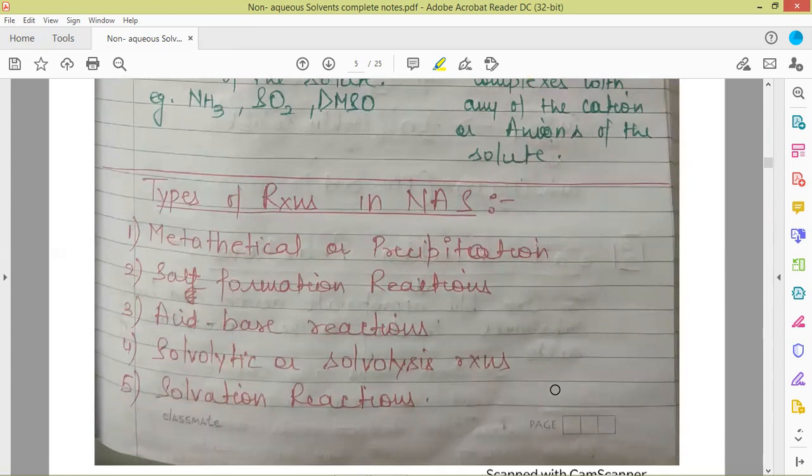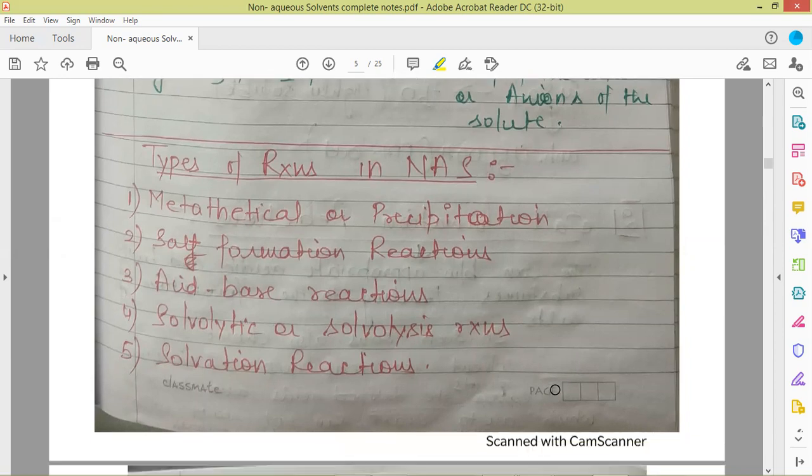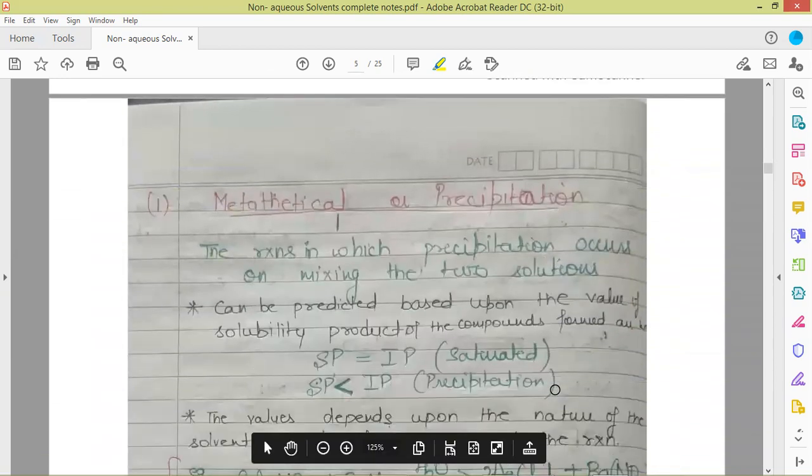First one is metathetical or precipitation reaction. Second one is salt formation reaction. Then we have acid-base reactions. Fourth one is solvolytic or solvolysis reactions. And fifth one are the solvation reactions. So first one which we are going to discuss are the metathetical or precipitation reactions.